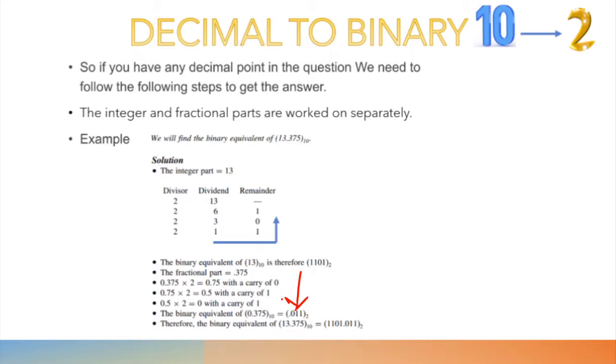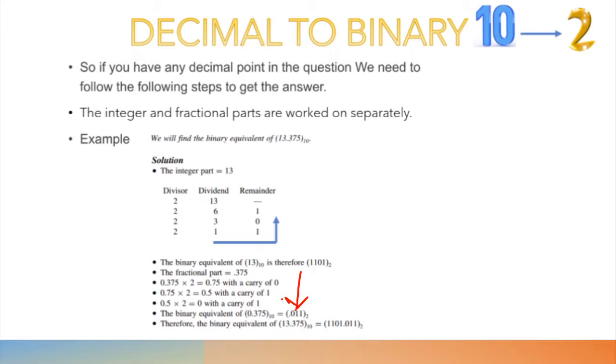So here in this example, the question given is 13.375 to the base 10. First of all, we are going to take the integer part 13 and convert it into the corresponding binary. After converting, we will get the answer as 1101 to the base 2, that is, 13 to the base 10 is equivalent to 1101 to the base 2. Now we have the fractional part, that is 0.375. We also need to convert this fractional part into its binary equivalent.